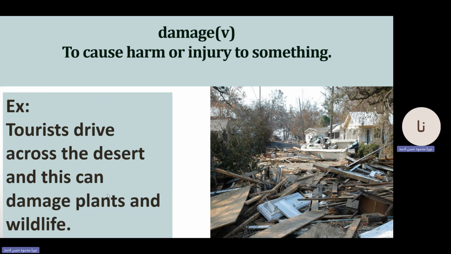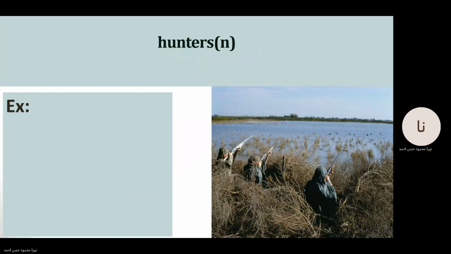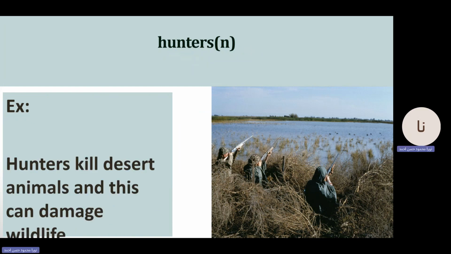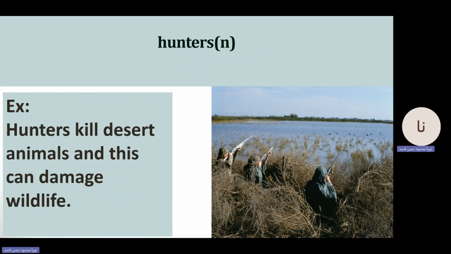Hunters. صيادين. Hunters kill desert animals, and this can damage wildlife. This is another way of harming the environment, killing animals.